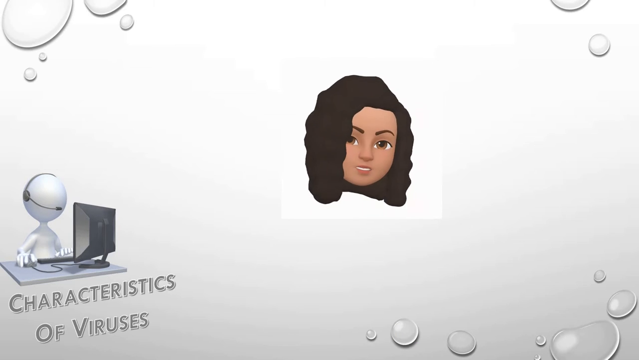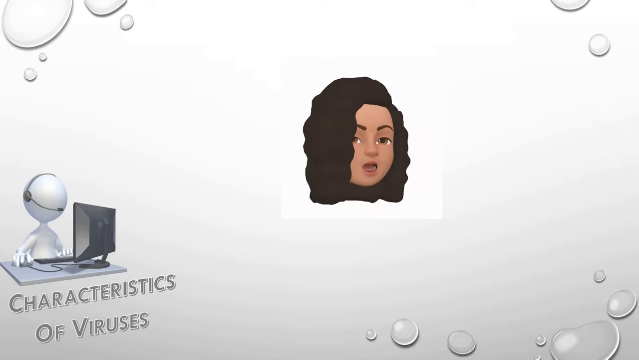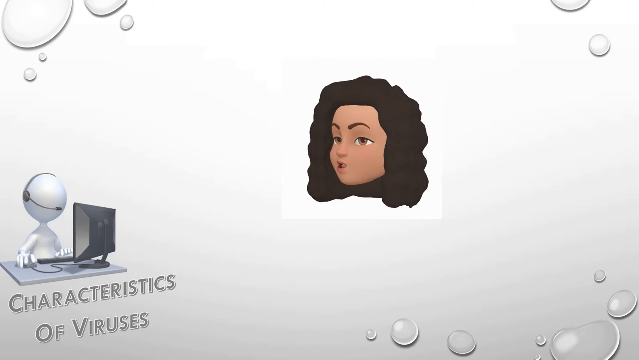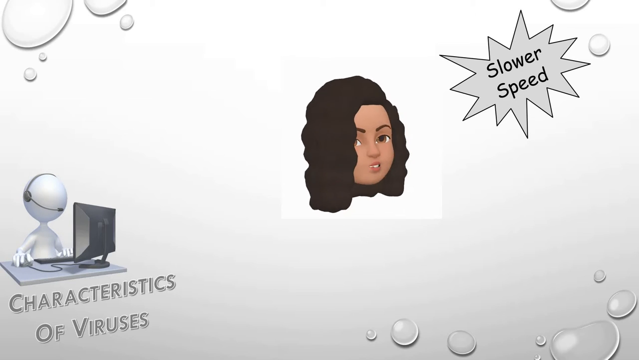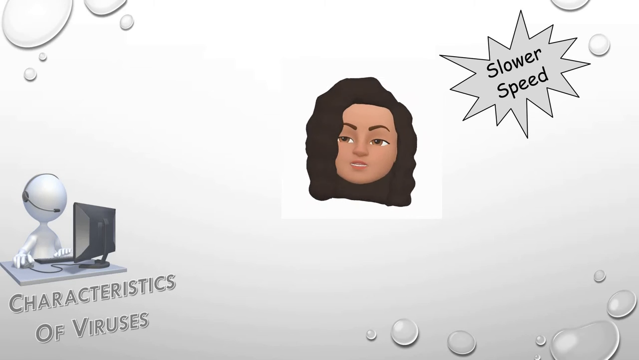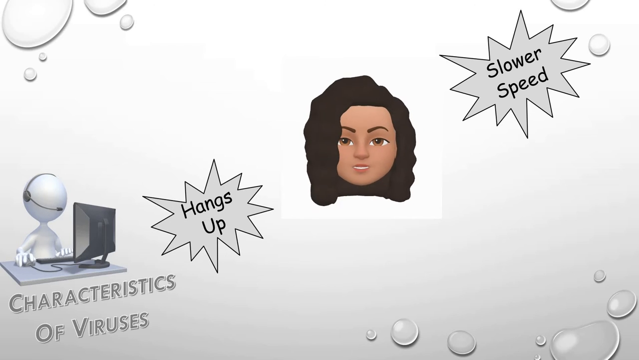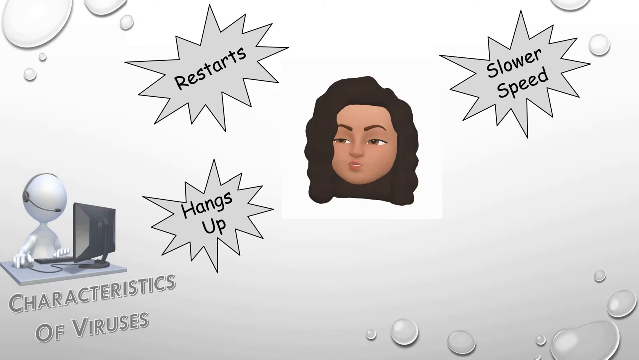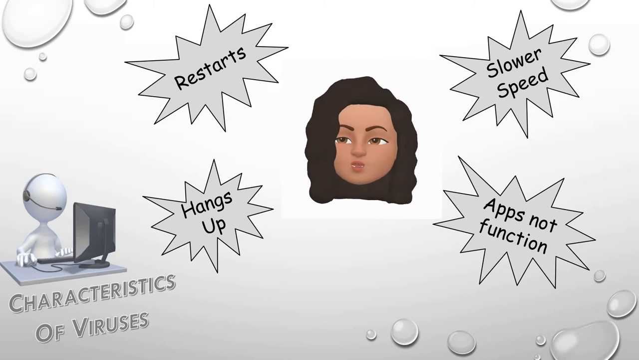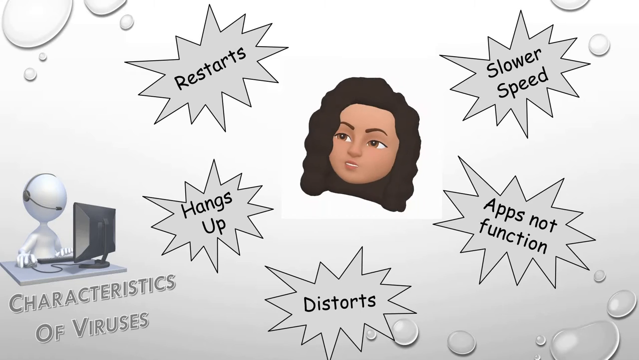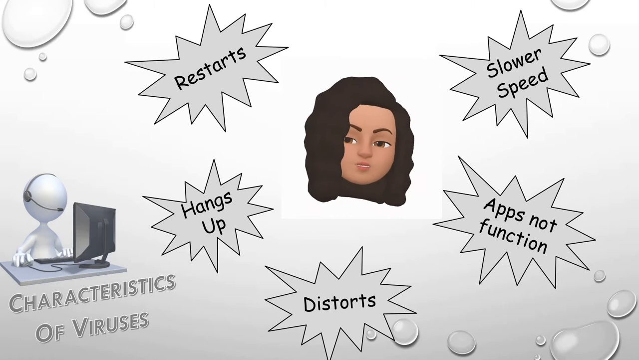Characteristics of viruses. When the computer is affected by a virus, the speed of the computer will become slower than normal. The computer system frequently hangs up. It gets automatically restarted after every few minutes. Then applications of the computer do not function properly. Dialog boxes, menus, and other error message windows are distorted. Okay, these are the characteristics of viruses.